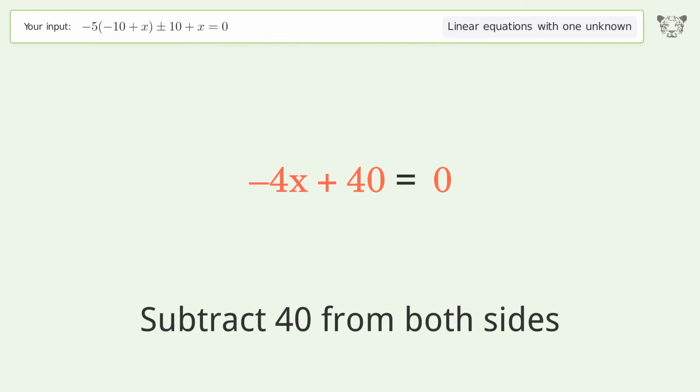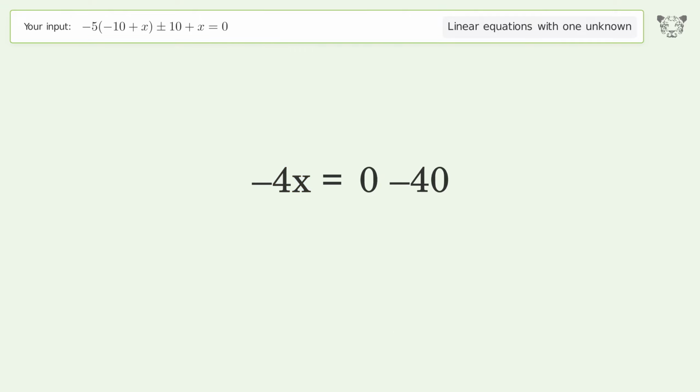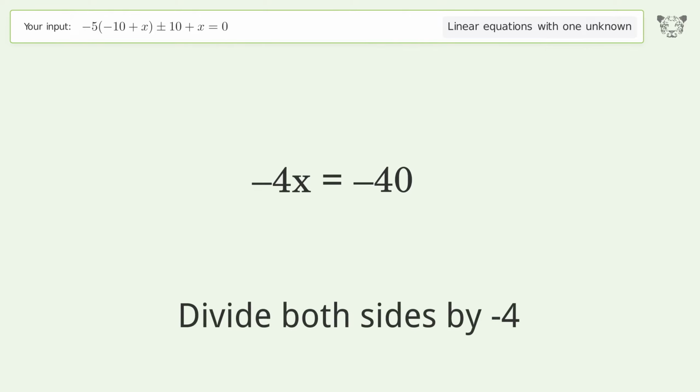Subtract 40 from both sides. Simplify the arithmetic. Isolate the x. Divide both sides by -4.